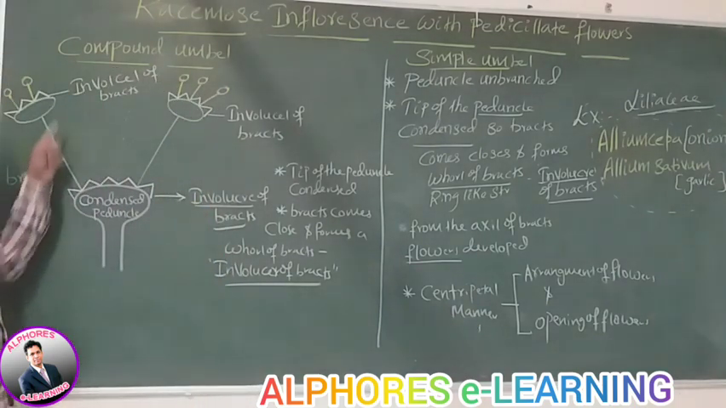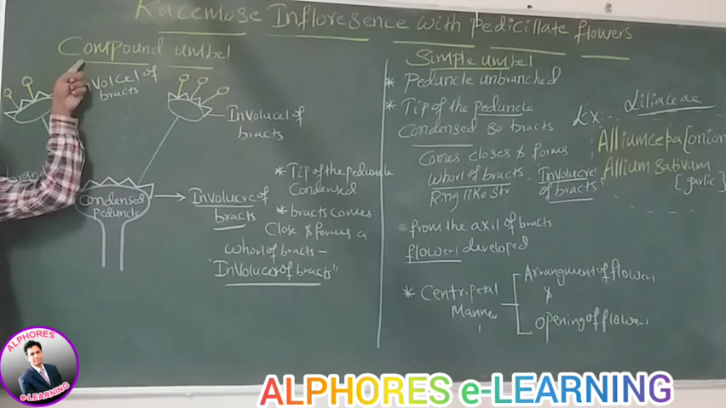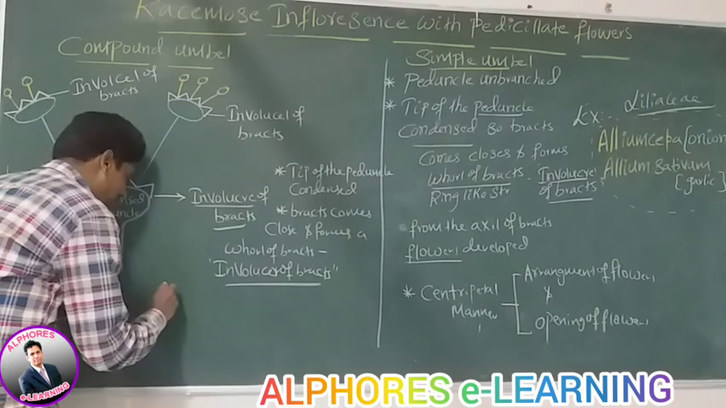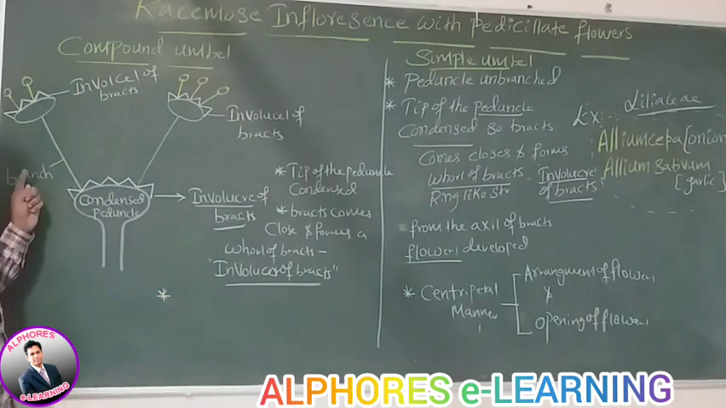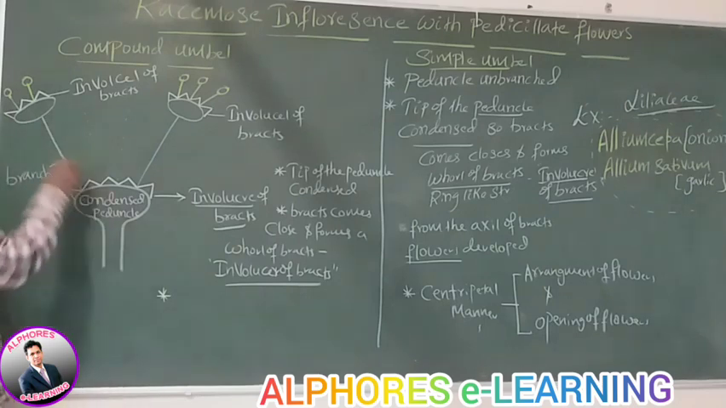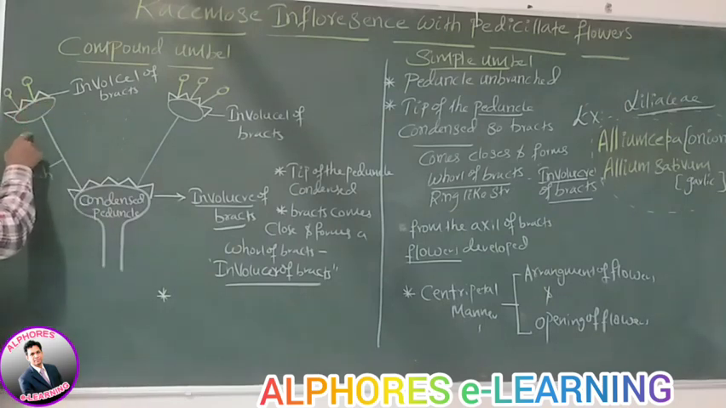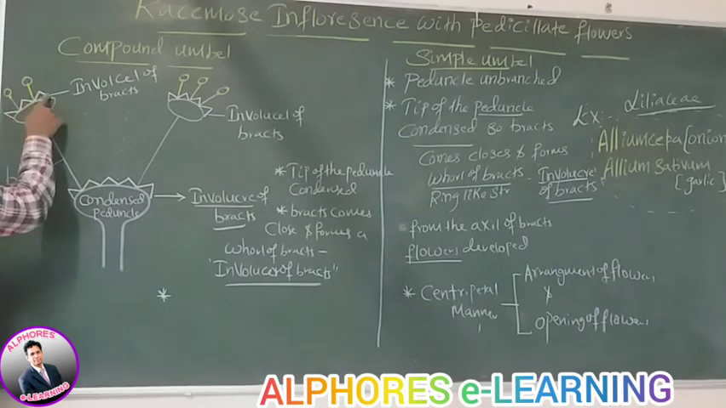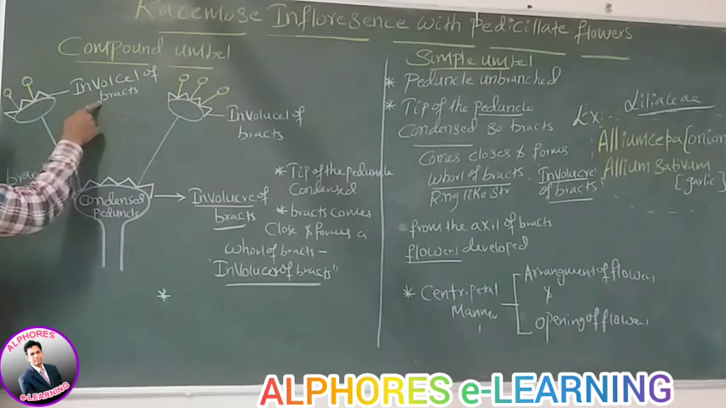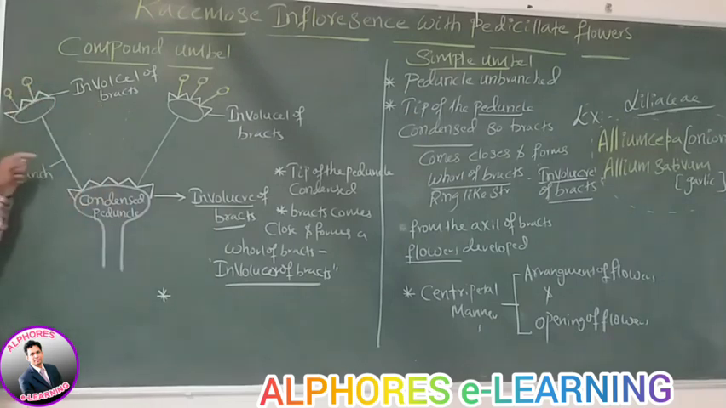Now, see here. We are discussing compound, right? Therefore, what should come? Branch should come. Again the tip of the branch is condensed. So bracts come close together and form what? A whorl of bracts called an involucre of bracts. Involucre of bracts.